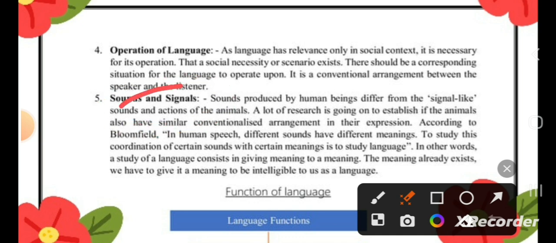Number 5, sounds and signals. One of the fundamental aspects of language is the use of sounds and signals. Unlike the signals like sounds and actions of animals, human speech involves a complex system of sounds that carry meaning. Linguist Leonard Bloomfield emphasizes the study of this coordination of sounds and meanings in language. When we study language, we are essentially giving meaning to meaning. It is worth noting that research is ongoing to determine if animals also have similar conventionalized arrangements in their expressions.